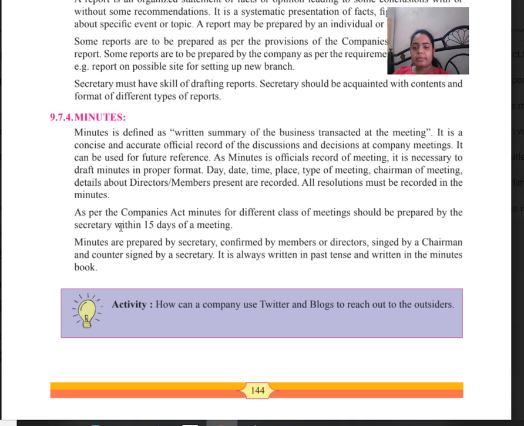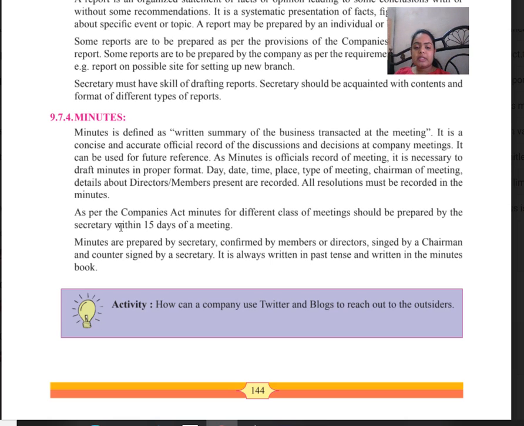Now, next we shall be studying about minutes. We already know what minutes are. Minutes are defined as a written summary of the business transacted at the meeting. They are a concise and accurate official record of the decisions and discussions at company meetings, and can be used for future reference. It is necessary to draft minutes in proper format. Date, time, place, type of meeting, chairman of the company, details about directors, and members present are recorded. All resolutions must be recorded in the minutes.